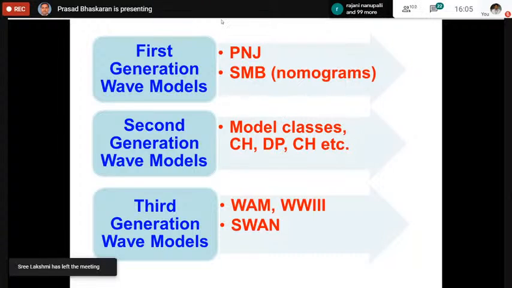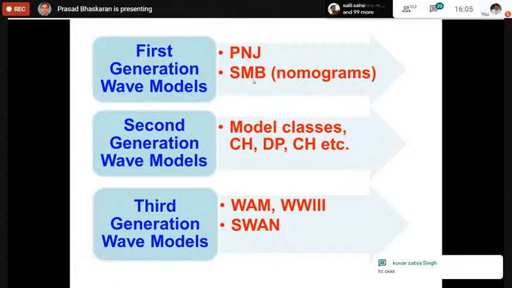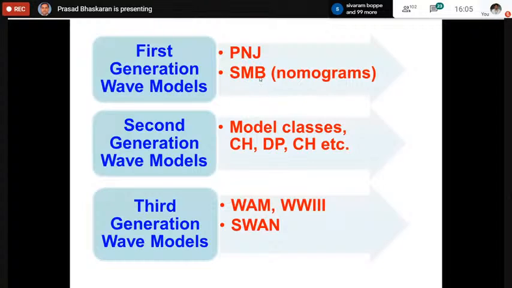Now, as I said earlier, you have first generation models, second generation models, and third generation models. I already talked about the PNJ and SMB nomograms. PNJ stands for Pierson-Neumann-James. SMB stands for Sverdrup, Munk, and Bretschneider. These are basically nomograms. In the coming slides, I am going to show you what a nomogram looks like.